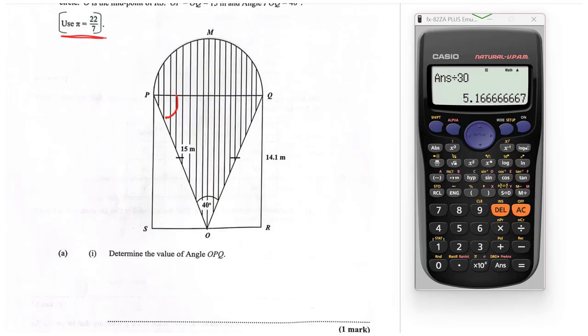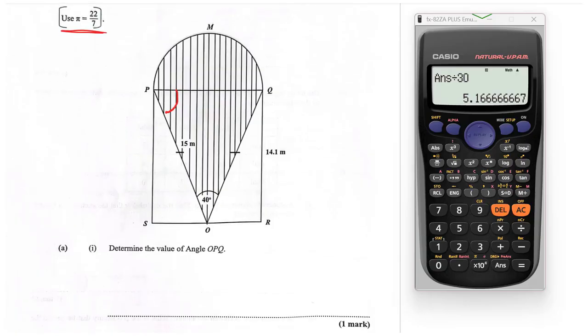Now, notice also that OPQ is an isosceles triangle. Remember that two sides are equal. OP and OQ, they are equal to 15 meters. Right? So we have an isosceles triangle here. So therefore, if we call this angle here x, this angle must also be x. Right? The two angles must be equal.